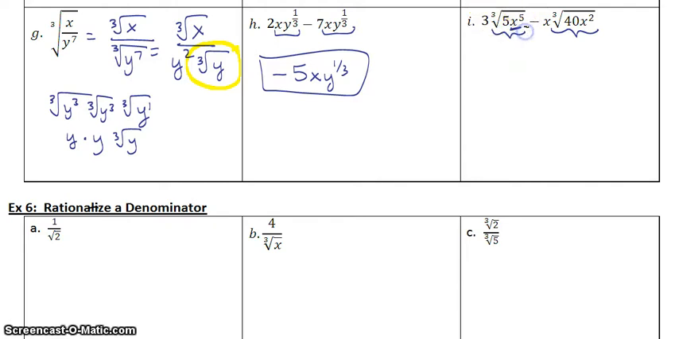Alright, so let's do this part first. So the 5 stays underneath, and then I have the cubed root of x to the 5th. So I'm thinking 5 divided by 3. It goes in there once, so I pull x to the 1st outside, and then I've got x squared left. That 3 was just still there from before.